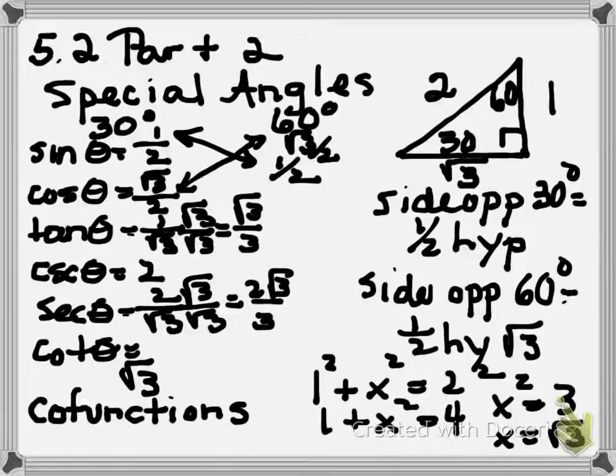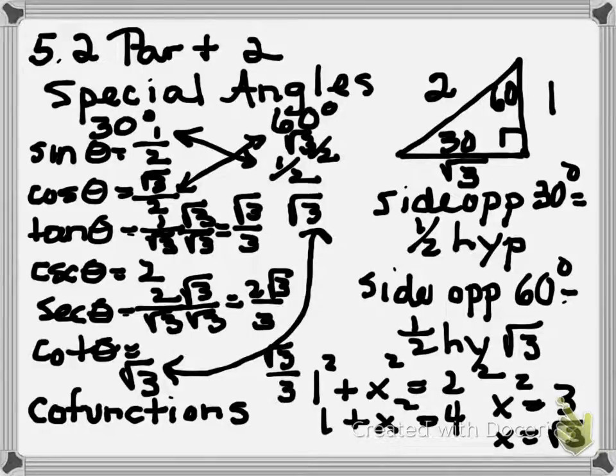The tangent is equal to opposite over adjacent. So the tangent of 60, the opposite is the square root of 3 over 1. So we're getting the square root of 3, which is equal to the cotangent of 30. So the tangent of 60 and the cotangent of 30 are cofunctions. Same thing for the tangent of 30 and the cotangent of 60, we're getting the square root of 3 over 3. They're cofunctions of each other.